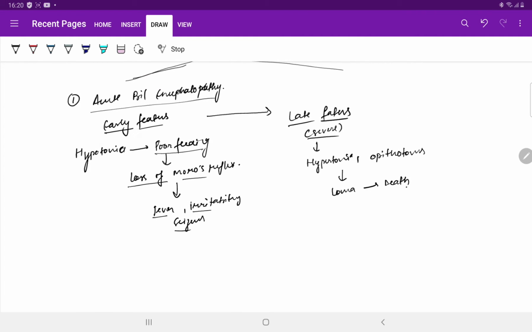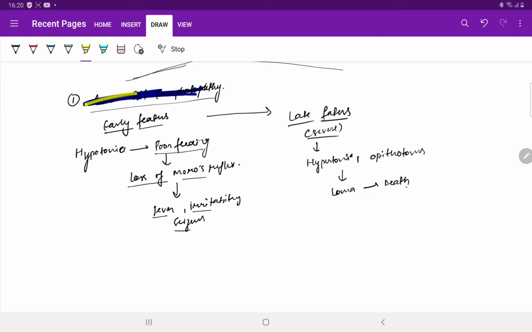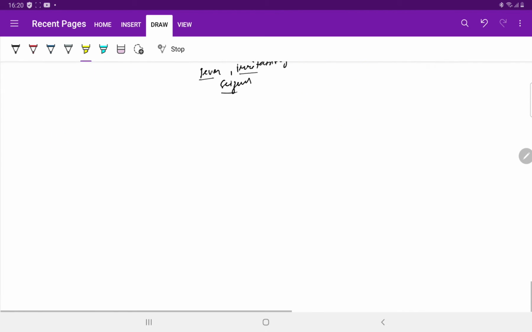So this is the stage of acute bilirubin encephalopathy, where there are early and late features. Early features are mild, late features are severe. There is hypotonia early, here there is hypertonia. Because of hypertonia the patient develops opisthotonous posture, which later on lands the patient in coma and further in death. So now coming to the next thing, that is chronic bilirubin encephalopathy.